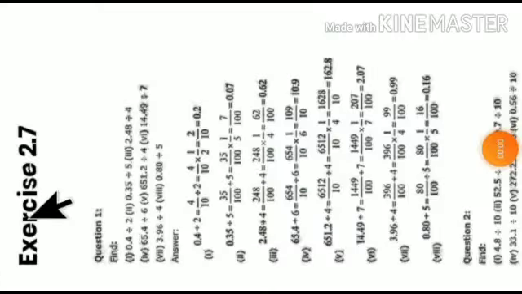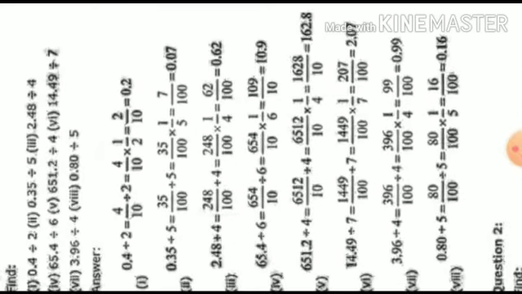Now exercise 2.7, question number 1. Find the division. See here, in decimal numbers are divided by whole number. In all these examples, decimal numbers are divided by whole number. Now let us see first one.